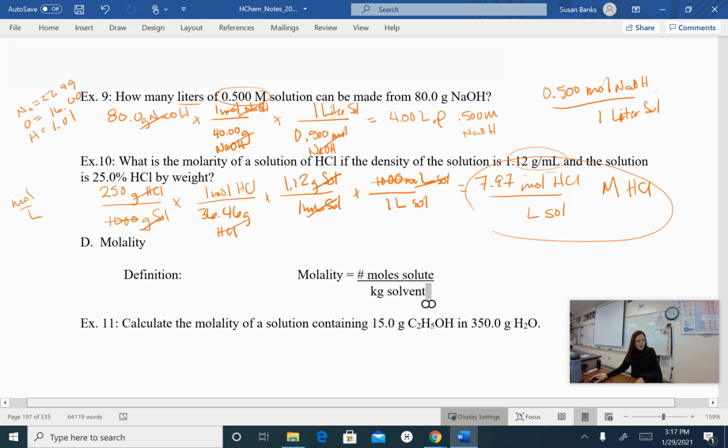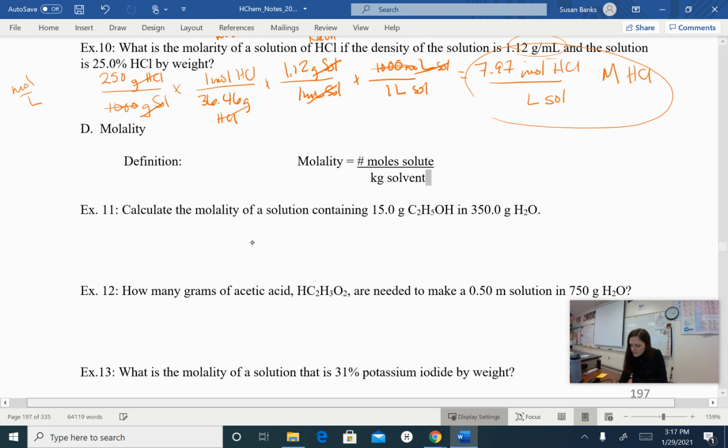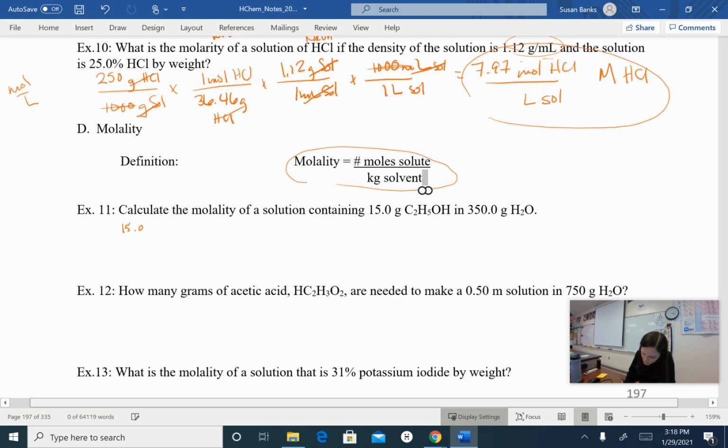Okay? One more example here, molality. Molality is number of moles of solute divided by kilogram of solvent. So we're not doing volume. We're doing moles over kilogram of solvent. So calculate the molality of a solution with 15 grams of ethanol in 350 grams of water. So let's take our 15 grams of ethanol, and we have it in 350 grams of water.